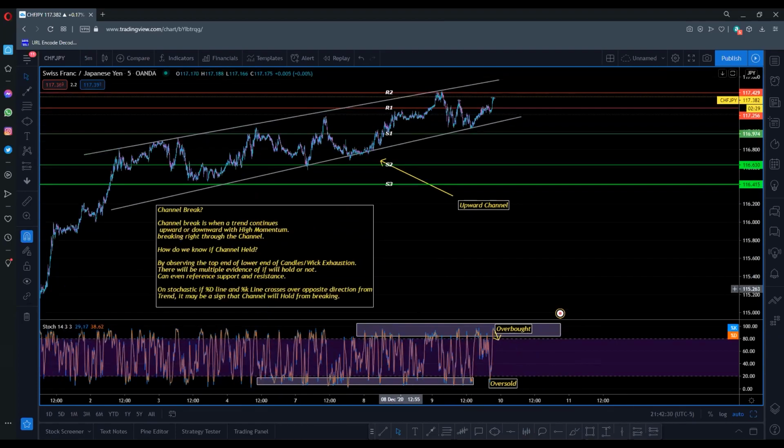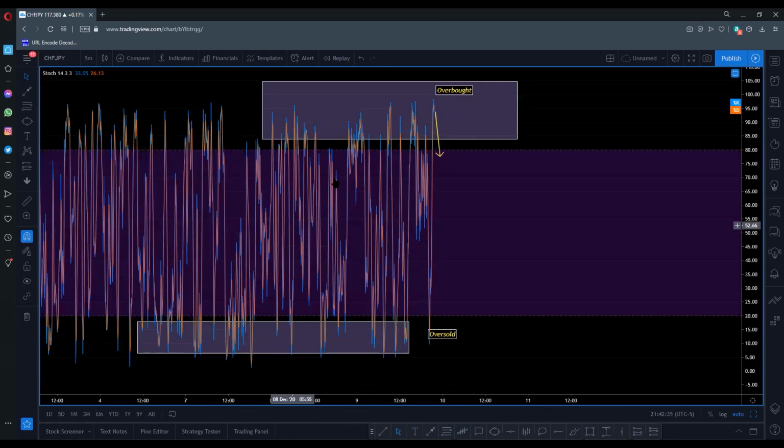Let me quickly recap how to do the stochastic. All you're doing is looking for the blue and the orange line to cross over, and you want it to go back into the purple field. So if it's on the lower end, you want to see that it crosses over, pointing upwards. And for the upper end, you want to see it crossing over, going the other direction, back inside the purple field. And that basically is a confirmation on trade entry.